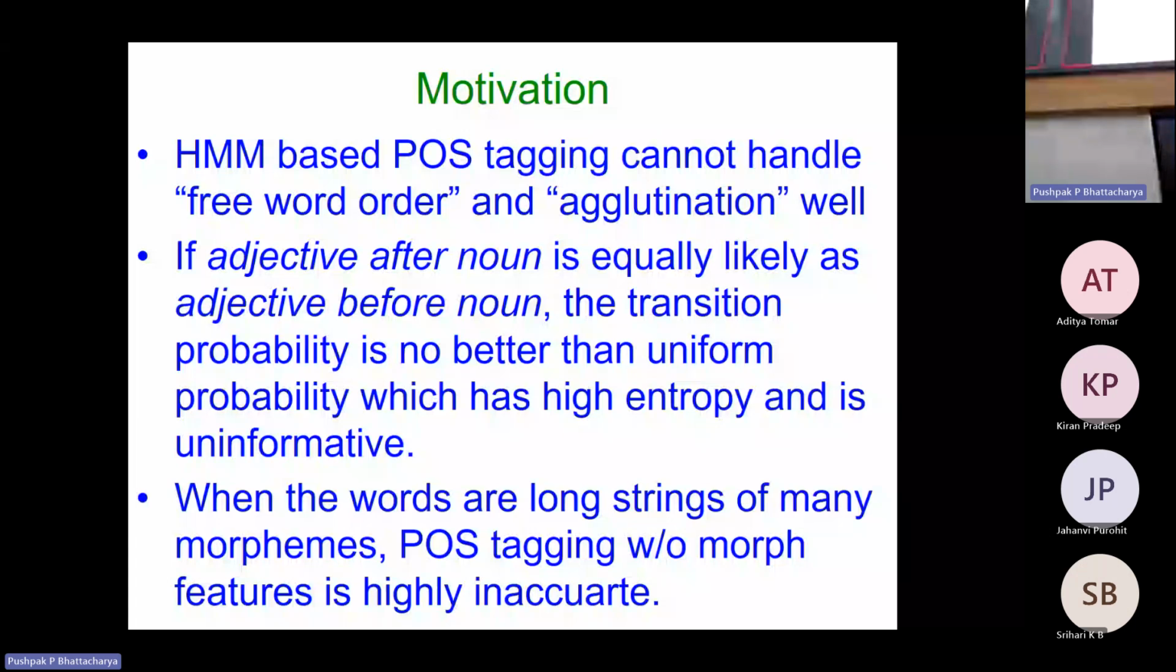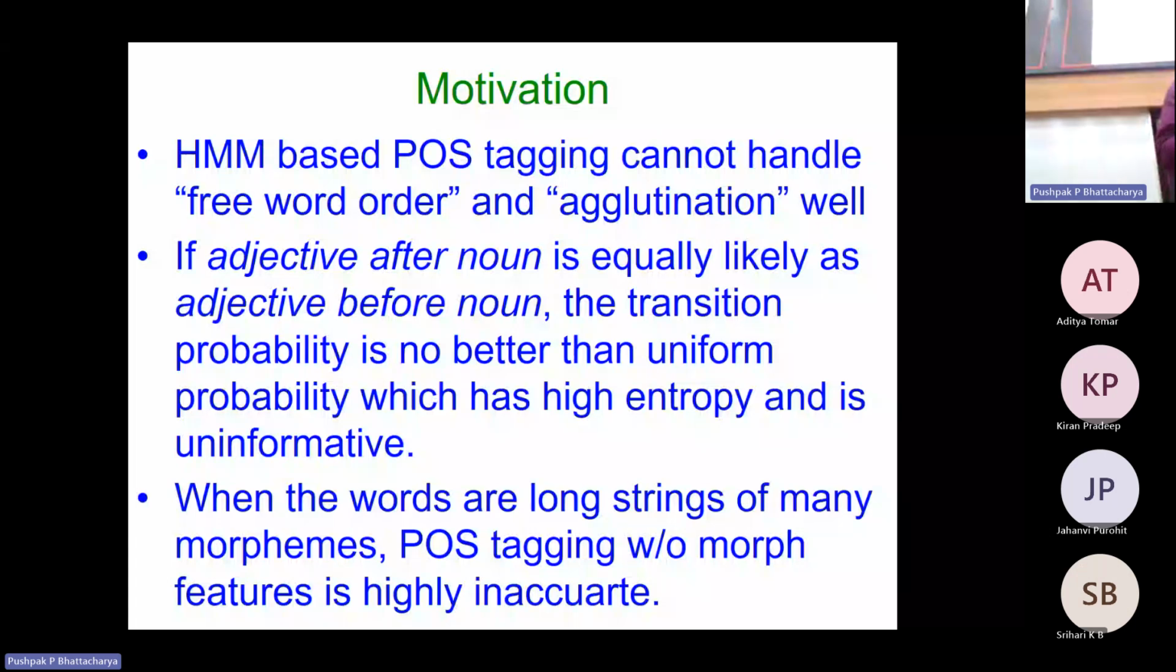So the verb is yet to come. Ram ne dekha Sham ko. But if you say Ram ne dekha, then the expectation is kisko dekha. Whom did he see? So there is expectation built for different entities. So that cannot handle free word order and agglutination well.